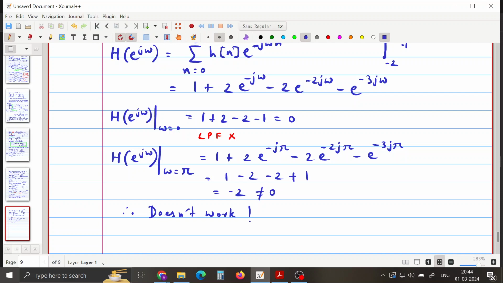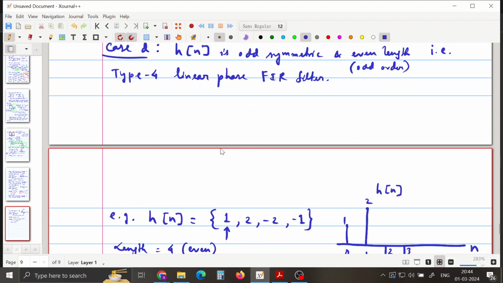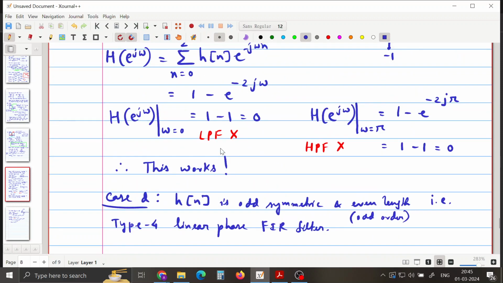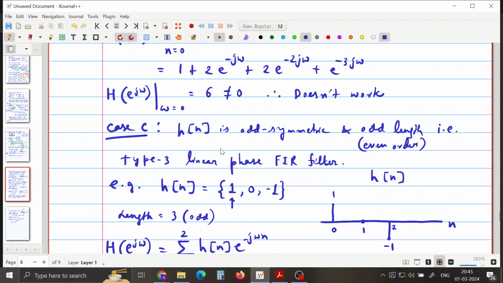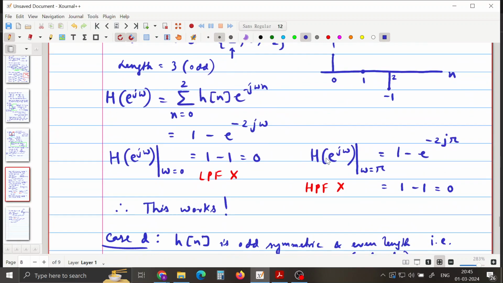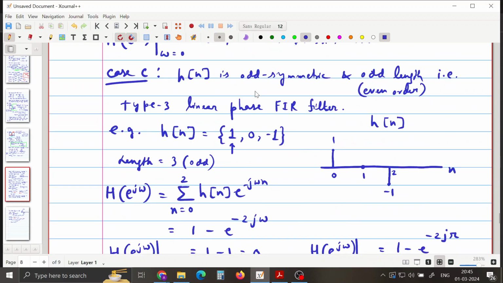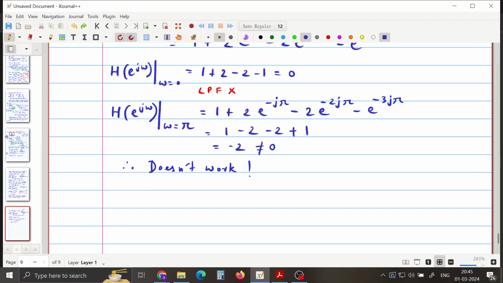The only condition that works is case C, which was odd symmetric impulse response and odd length filter. Sorry, odd length filter. This case C. Odd symmetric impulse response and odd length filter. This one works. So the correct answer was option C.